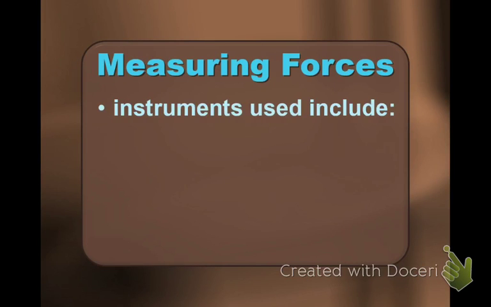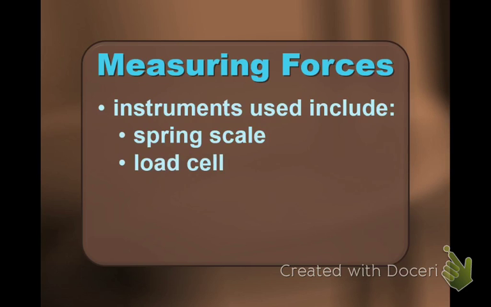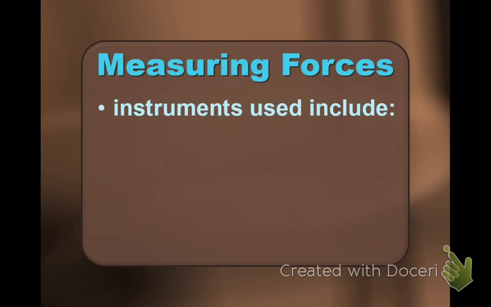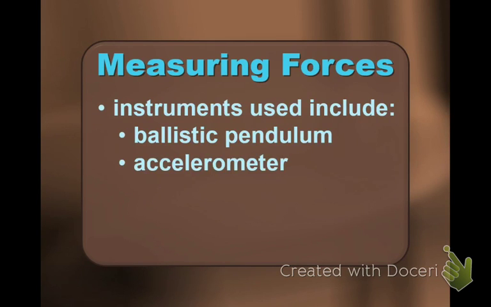When we measure forces, we use some of the following instruments. We use a spring scale to measure in newtons. We can use a load cell. We can also use a pressure gauge. We can use a ballistic pendulum. We can use an accelerometer. We can use a force table.